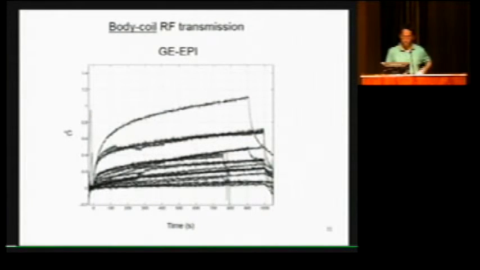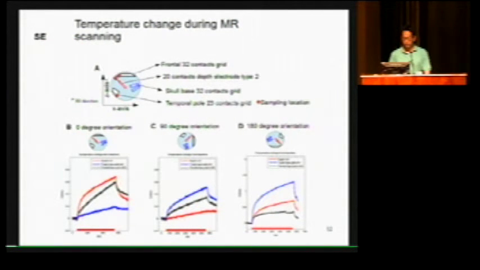We also examined using body coil RF transmission with the GE-EPI sequences, and as expected, sometimes the temperature increase exceeds 1 degree. So we have to be very careful using the body coil. This temperature change is also very dependent on the orientation of the phantom or electrodes. We placed a lot of electrodes in the phantom: a 23 contact temporal pole grid, a skull-base 32 contact grid, 20 contact depth electrodes, and a frontal 32 contact grid, in this orientation.